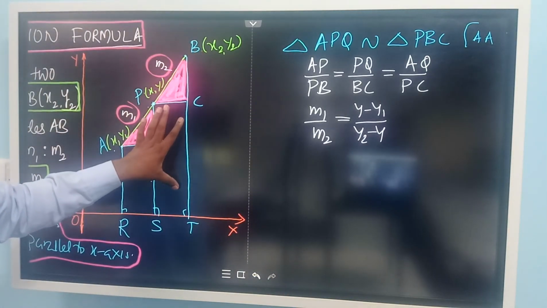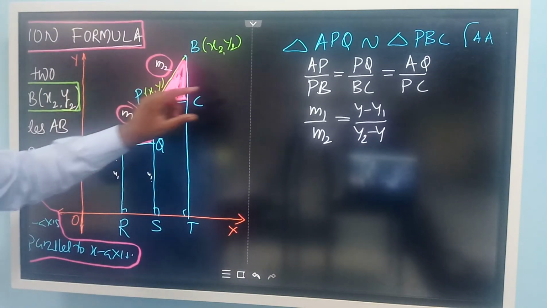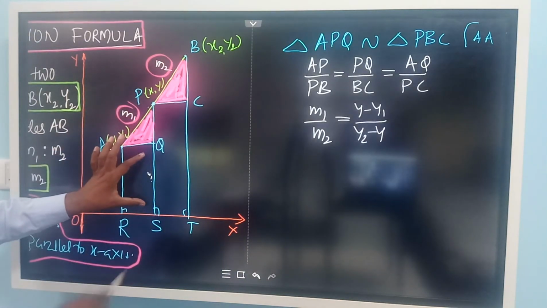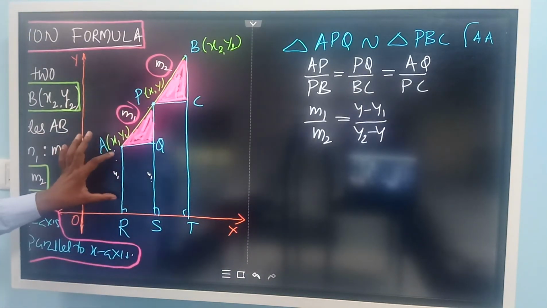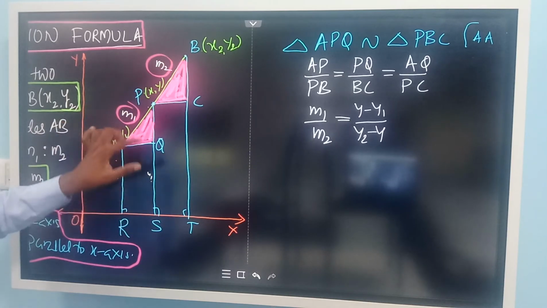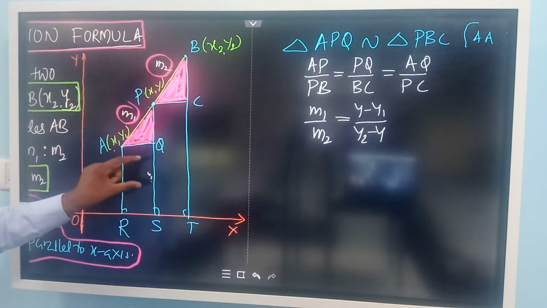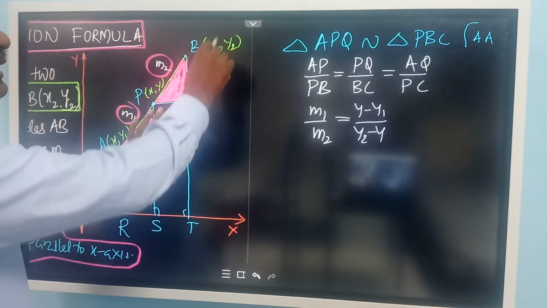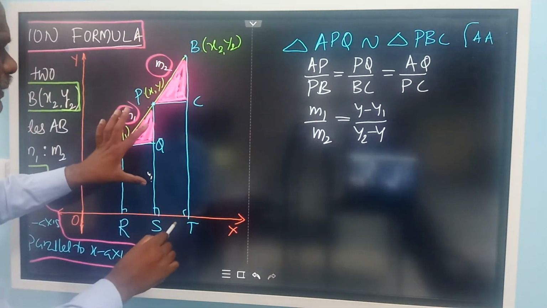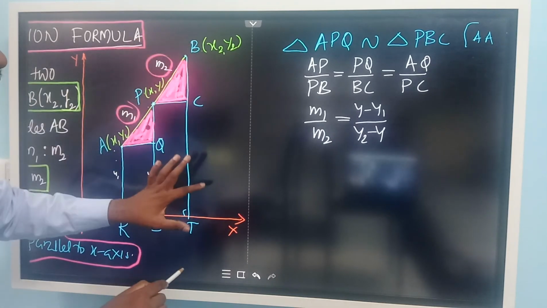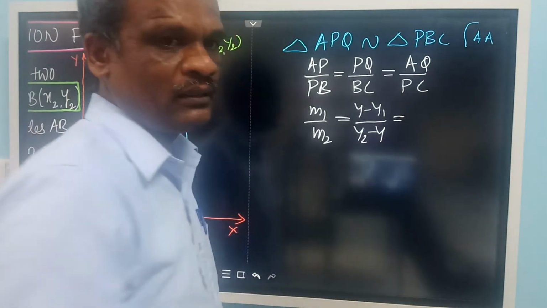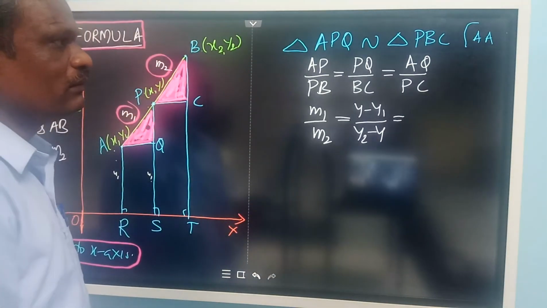Look at the diagram and tell me. See now PQ, you got Y minus Y1. How you got total length minus this one? Total length is Y. This is same as this one, Y1. Total minus Y1. Total is Y minus Y1. I want BC. Total length minus this one. Total length is Y2. This length is same as this one. This is Y. Total Y2 minus Y. So you got this. Now same way you have to tell me what is the value of AQ.